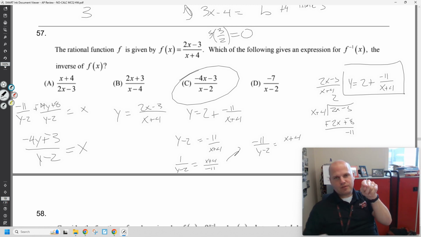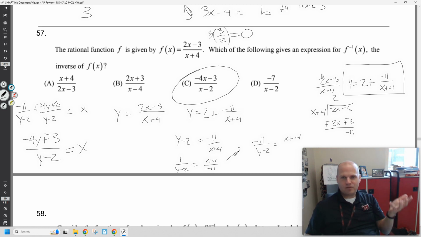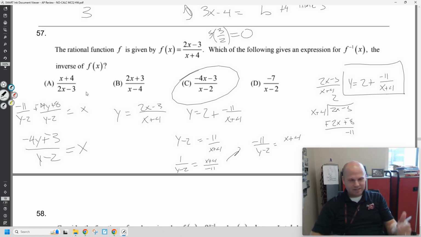Plug in 3 halves, you get 0. The inverse has to have the point 0 comma 3 halves. If I plug in 0, I get positive 3 halves. If I plug in 0 into the others, I don't get it. Yo, there you go. Hints.